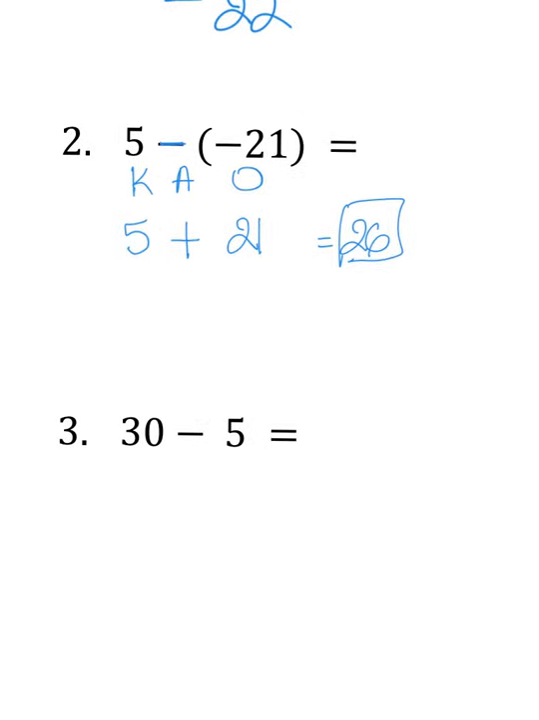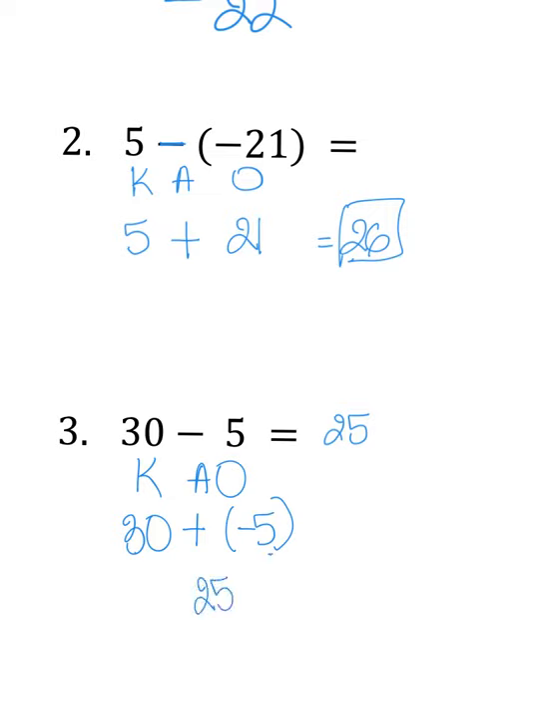Number 3, 30 minus 5. You know this is going to be equal to 25, right? This is a whole number, so we did learn how to do it. But let's see, is KAO going to work? KAO. Keep the first number, change subtraction to addition. What is the opposite of 5? -5. So now they become addition. So they are different side. We subtract, keep the side of the higher number. 30 is greater than 5, so the answer is positive.